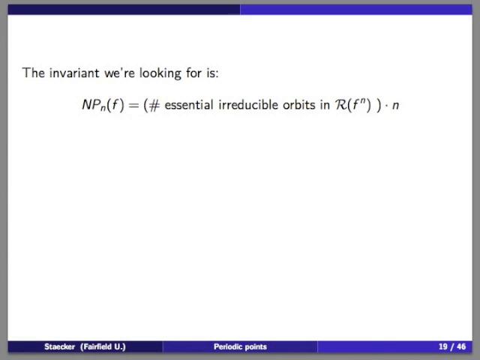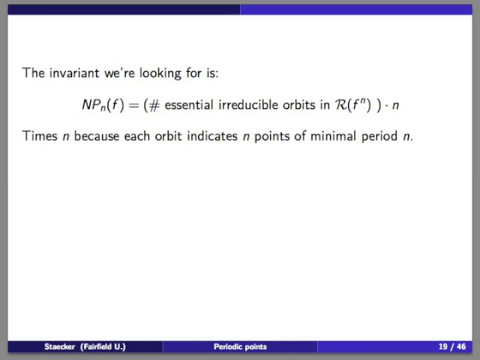And the invariant, so this is the actual definition that I've been teasing you about all along. You take the number of essential irreducible orbits and you multiply by n. The reason you multiply by n is because each orbit is an indication of n points of minimal period n.